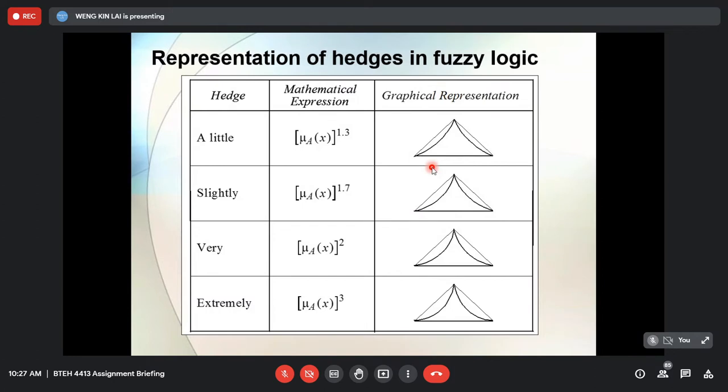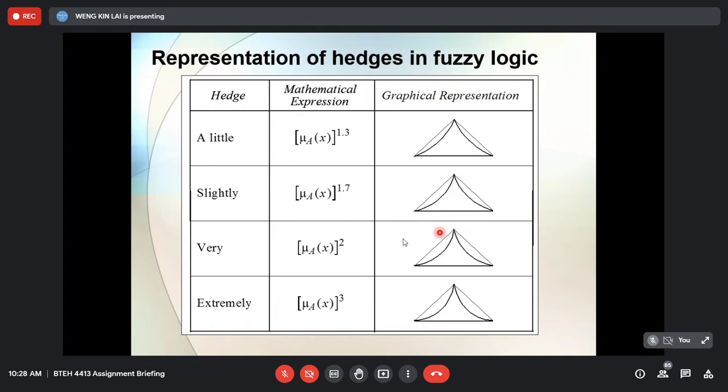What else are there? How do they change? I can see here, this is actually the different types of hedges. The gray straight line here is the normal representation, right? So it can be slow, can be fast, can be tall, can be short. Basically, we're using the triangular membership function as the default. Now, what happens if I use the hedge a little? It will bend it down. How much does it bend down? It's actually power of 1.3. Slightly is 1.7, so it bends further down.